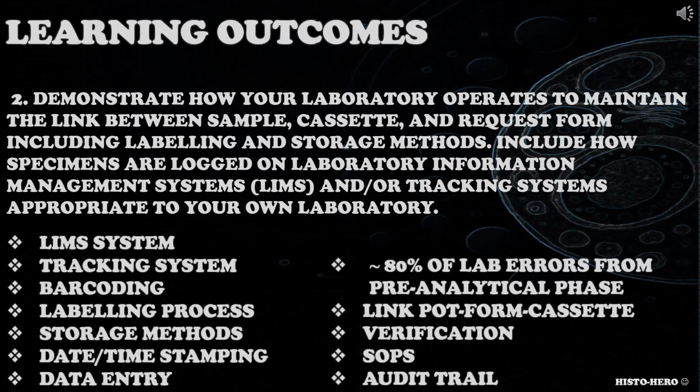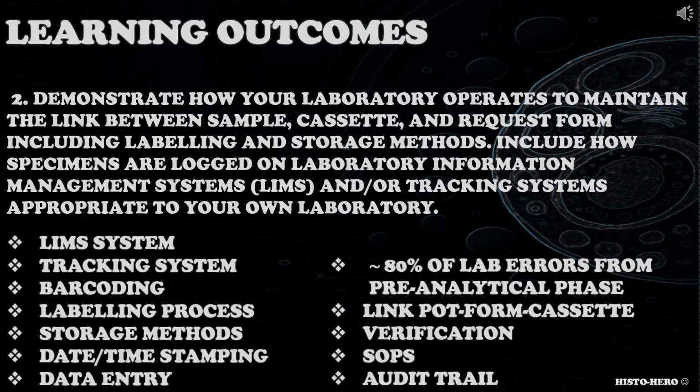The second learning outcome is for the candidate to demonstrate how your laboratory operates to maintain the link between sample, cassette, and request form, including labeling and storage methods. Include how specimens are logged on laboratory information management systems, LIMS, and/or tracking systems appropriate to your own laboratory. How is the link between sample, cassette, and form maintained throughout the laboratory? What labeling system is in place? How is sample entered onto the LIMS system and how can it be tracked throughout the laboratory?